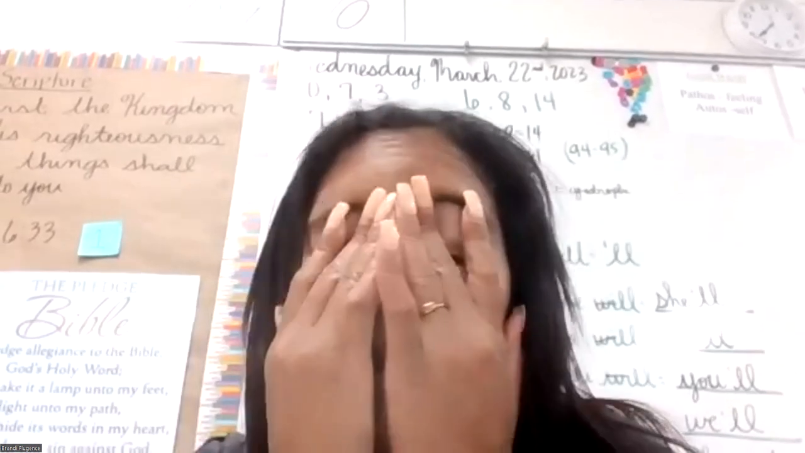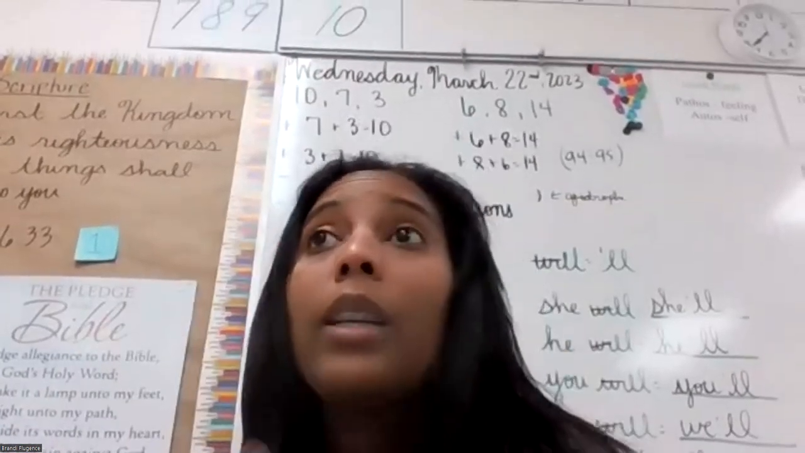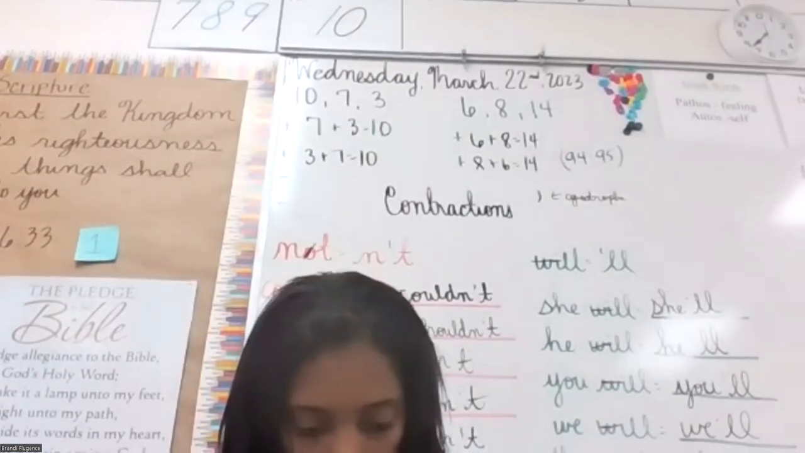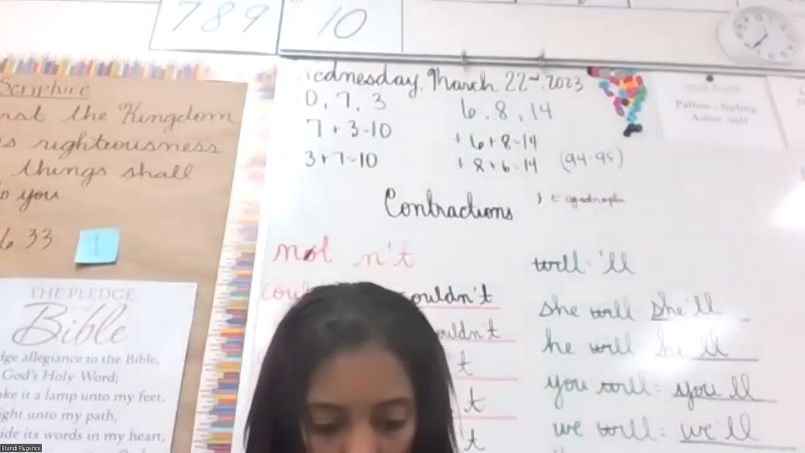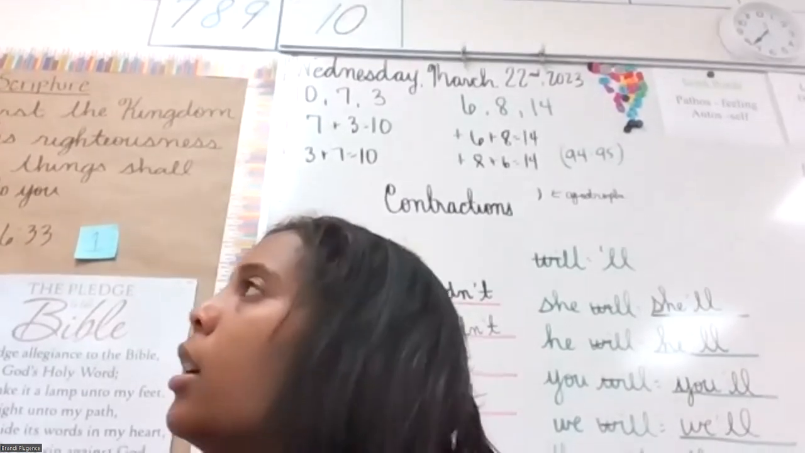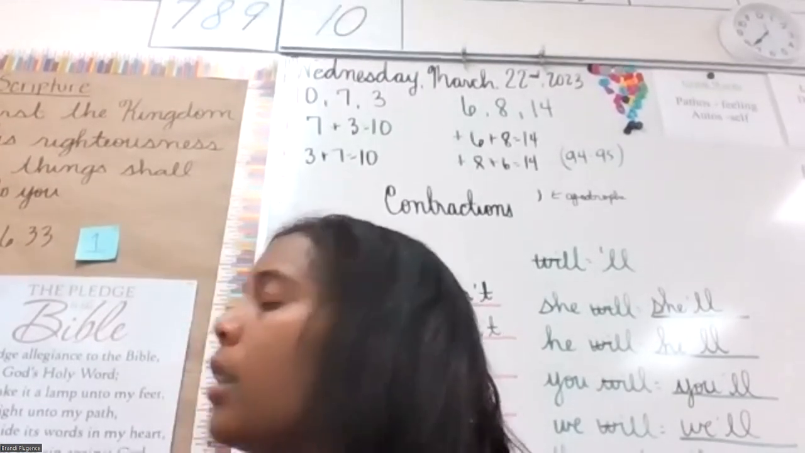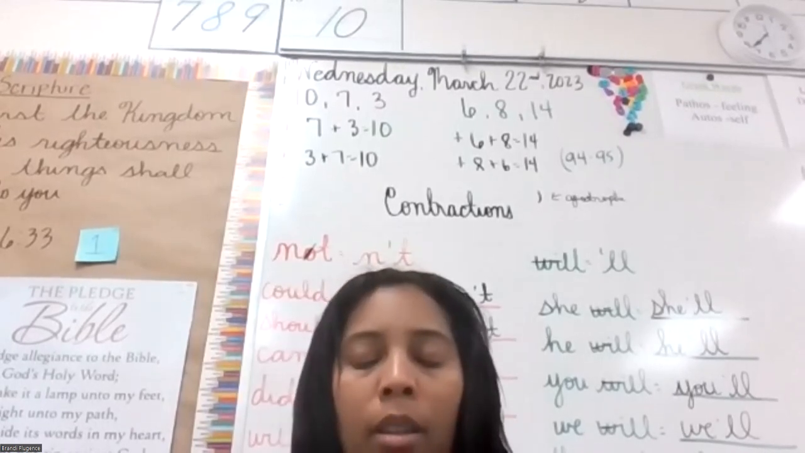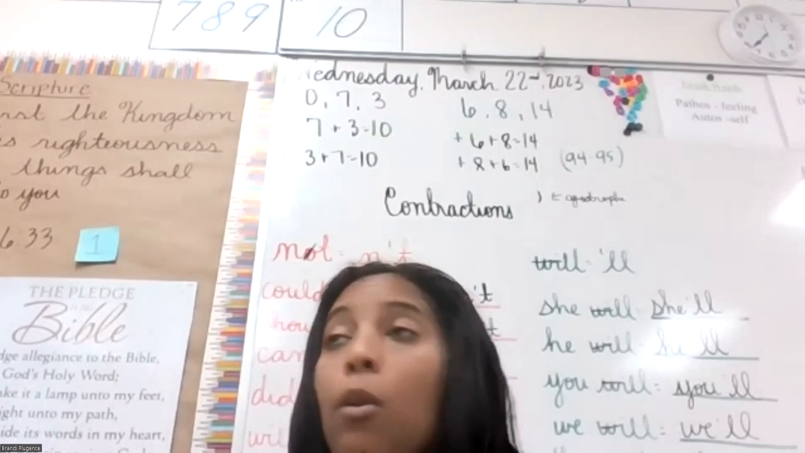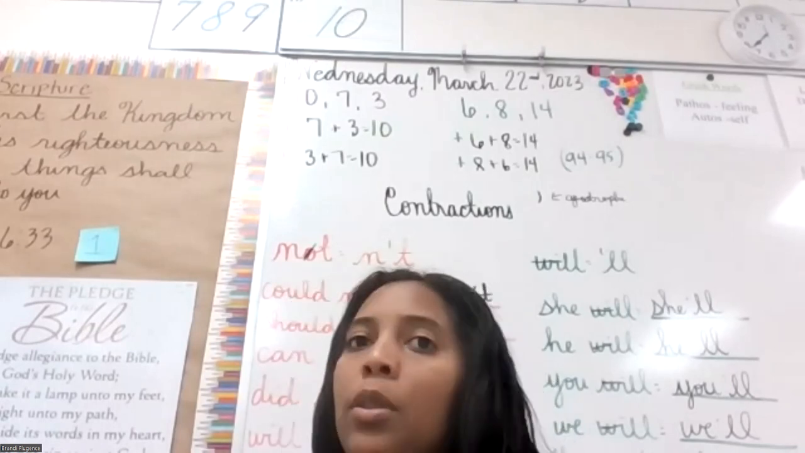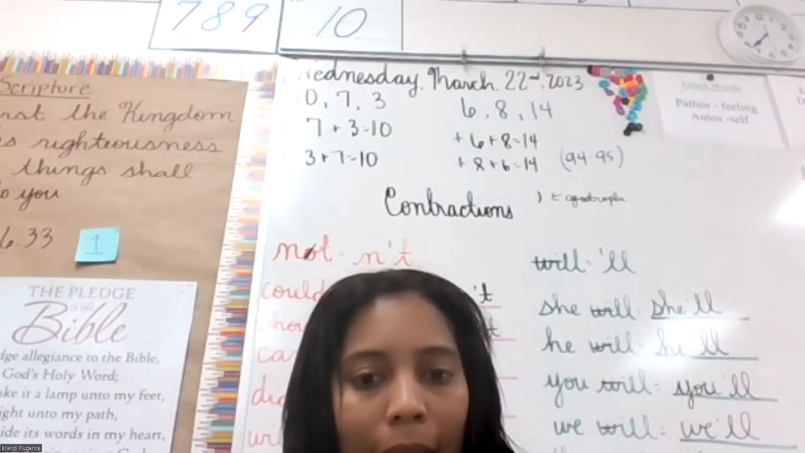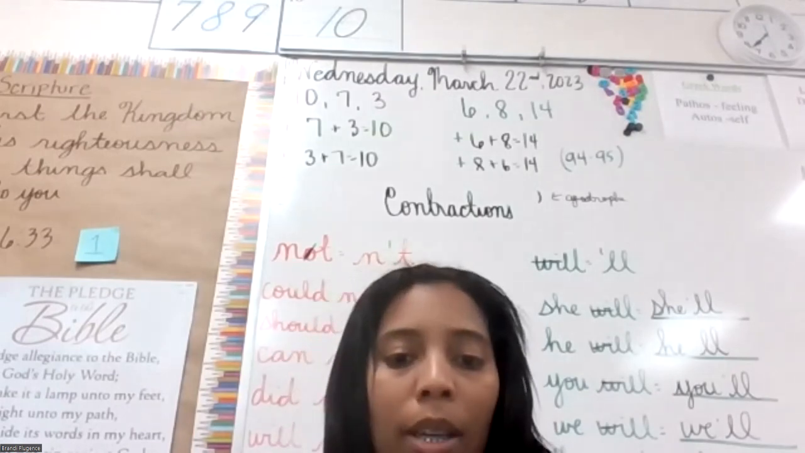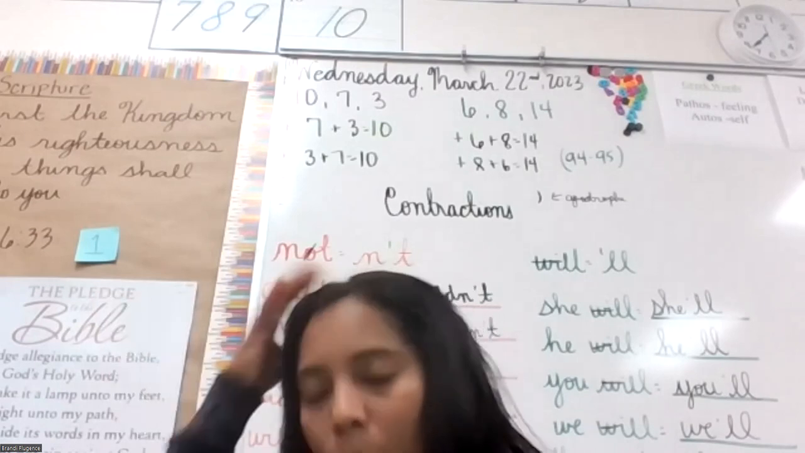All right, so let's review our adjectives. So remember, guys, what is an adjective? An adjective is a word that describes a noun. So we've been talking about nouns, and we gave adjectives for those nouns. Remember, adjectives give you a picture of the noun. It helps you to see what the noun looks like. So today I'll give you an adjective, and I want you to give me a noun that would go with that adjective.